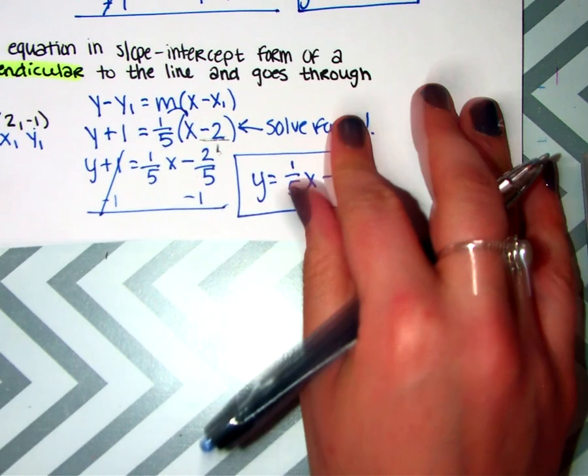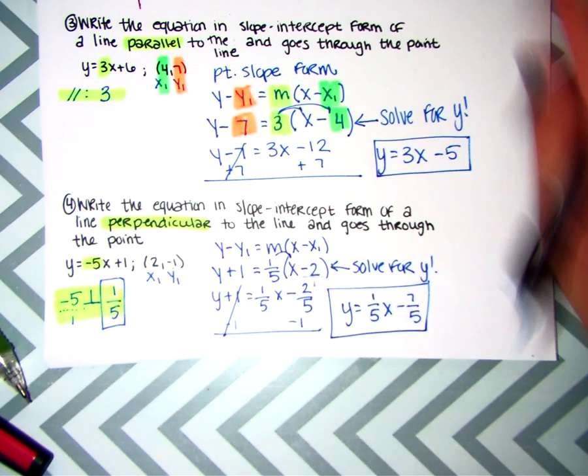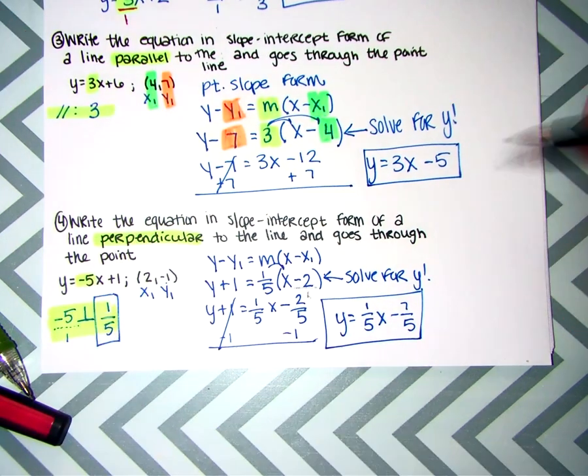So the main difference between these two problems is, in the first one, it's parallel, so the slopes have to stay the same. In the second one, it's perpendicular, and you have to change them.